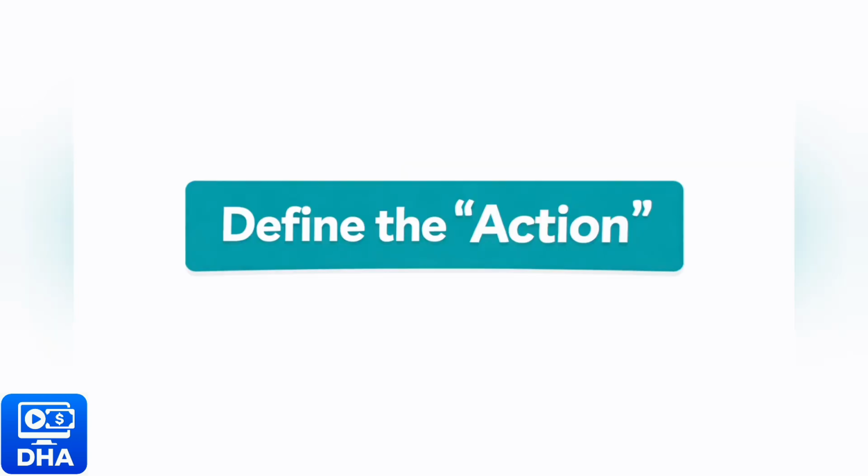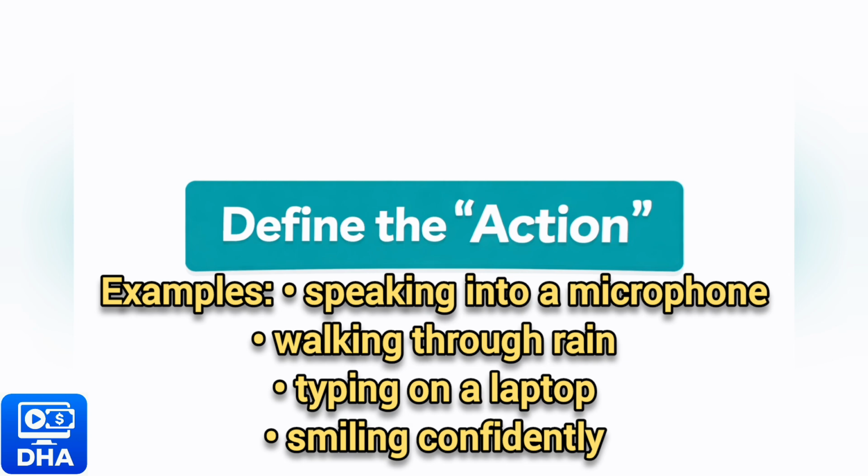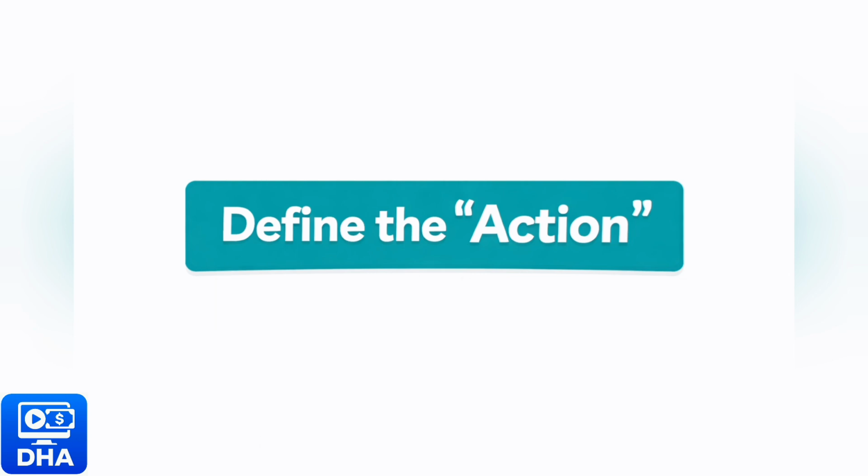So our step 2 here is to define the action. Now, give your subject something to do. Action turns a picture into a story. Examples: speaking into a microphone, walking through rain, typing on a laptop, smiling confidently. Without action, the AI gives you a static photo. With action, you get a cinematic moment.